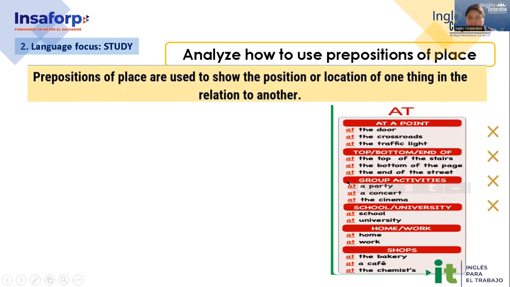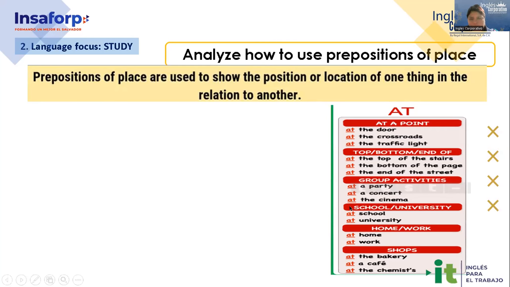Continue, Dora, please. Group activity: at a party, at a concert, at the cinema. Okay, so when we talk about group activities, we talk about places where an event takes place. So estamos hablando acá de actividades que se llevan a cabo en un building en particular. Estamos hablando de los eventos que se llevan a cabo en ese building.